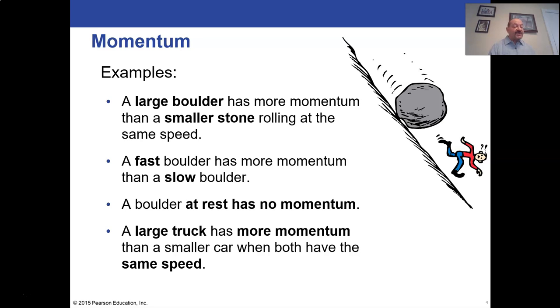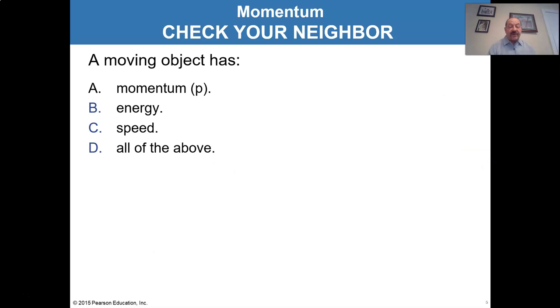A large truck has more momentum than a small truck, even if they're at the same speed. Okay, that's because of bigger m. These are all the same thing, proportionality.